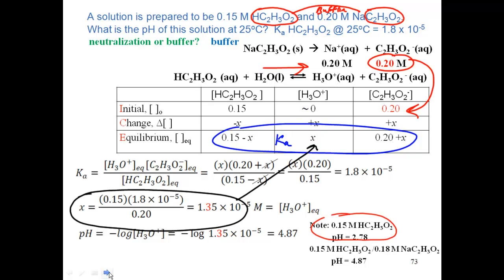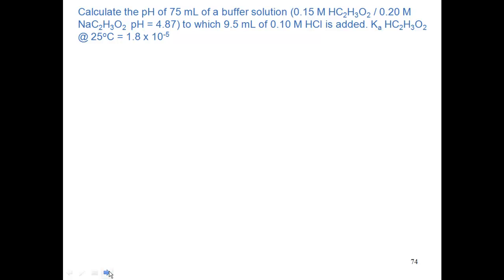And this is where I'm going to take this particular buffer. I'm going to take this buffer right here, and we're going to add acid to it and show you that the pH doesn't change that much. So we're going to take 75 mL of that buffer solution we just calculated, at 0.15 molarity of acetic acid and 0.2 molarity of sodium acetate, which had a pH of 4.87. I'm going to add 9.5 mL of 0.1 molarity HCl to it. Okay, and then we're going to calculate the pH of that.